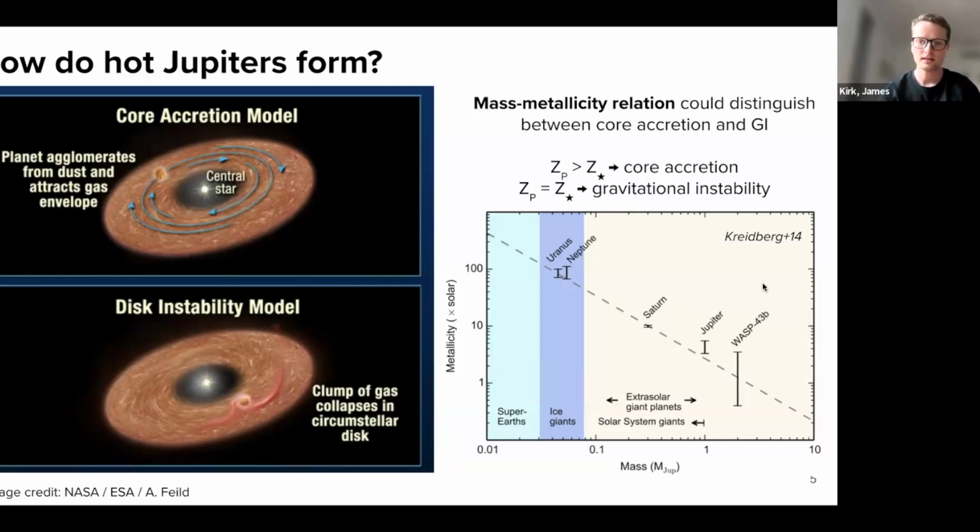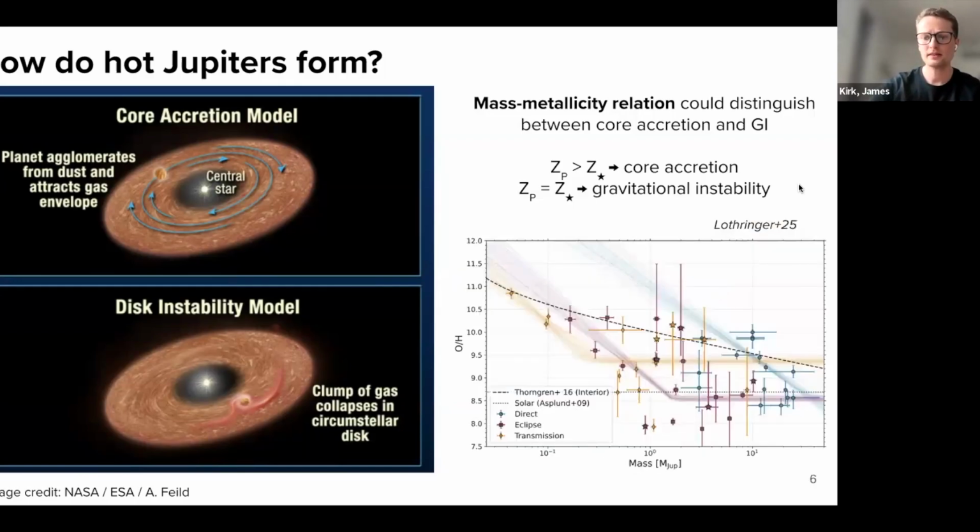Now you can clearly see that the less massive Uranus and Neptune have more metal-rich atmospheres than the more massive Saturn and Jupiter. And this again is taken as evidence for core accretion, essentially because these less massive hydrogen and helium envelopes are more readily polluted by infalling solid material. If the solar system planets instead form via gravitational instability, we may expect their atmospheres to be more solar-like in composition. So understanding whether or not hot Jupiters follow a mass-metallicity relation has been a long-standing goal of the field.